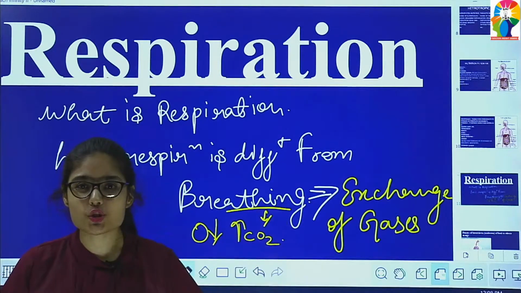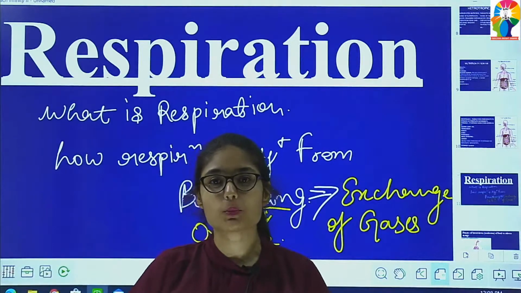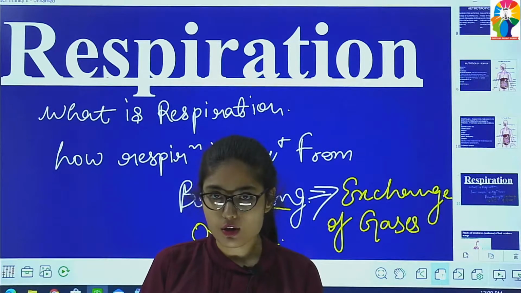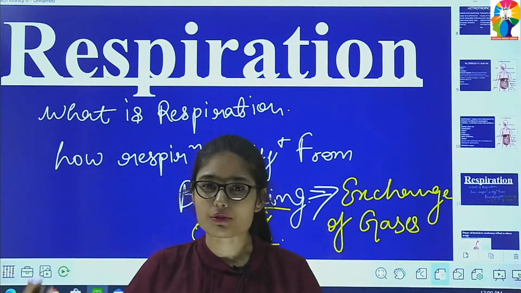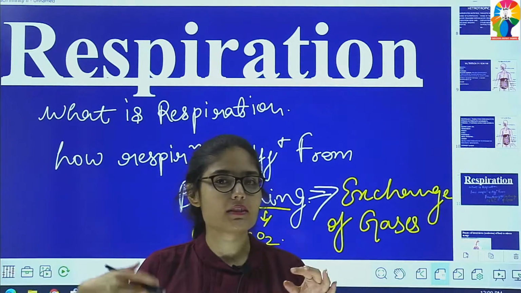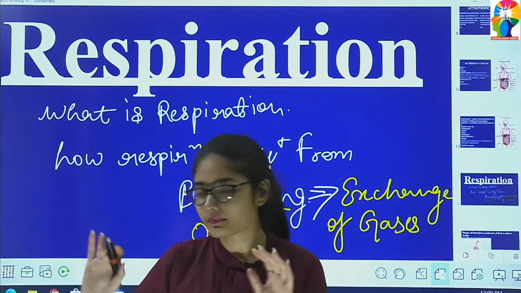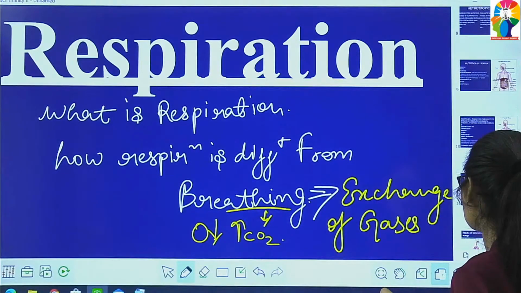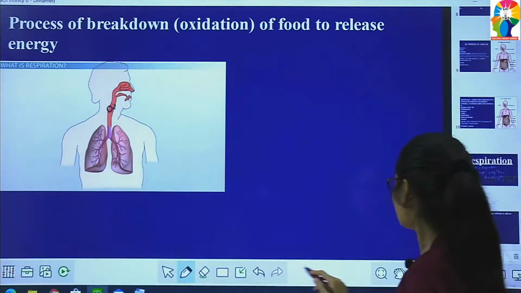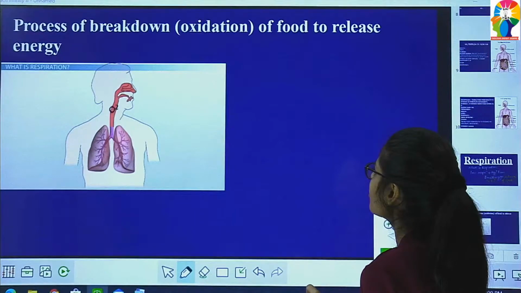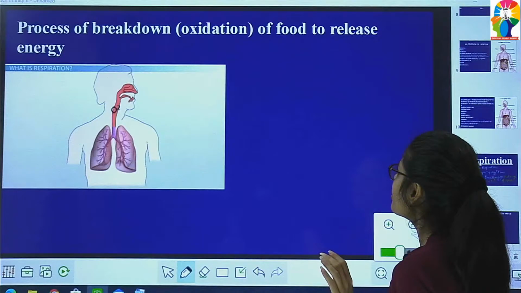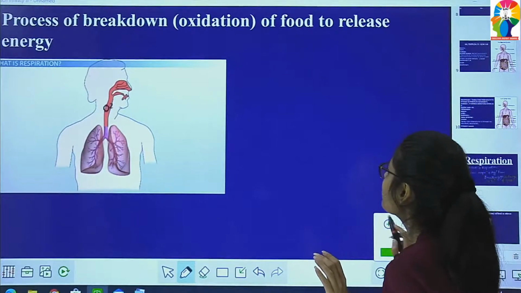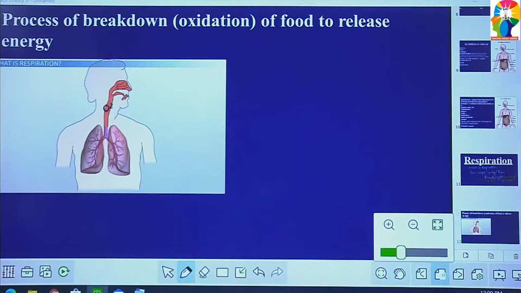Now what is respiration? See beta, respiration is not just about breathing. Breathing is the first process. Breathing is just a simple first process of respiration. Respiration is more. So do not get confused between respiration and breathing. How it's different, we're going to study this. Now first let me know, is this clear to you? Quickly comment. Is this clear? Yes, okay. ठीक है.